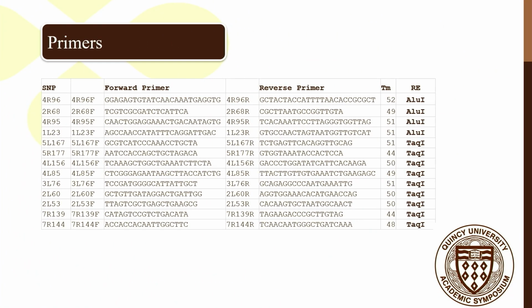These are the different primer sets that we used. We used both the forward and reverse primers. The restriction enzymes we used were AluI and TaqI, and as I said before, they were used to cut the amplified regions within the primers. As you can see, the first number under the SNP column represents the chromosome that the SNPs are located on.